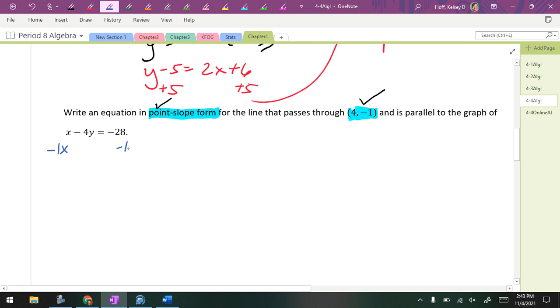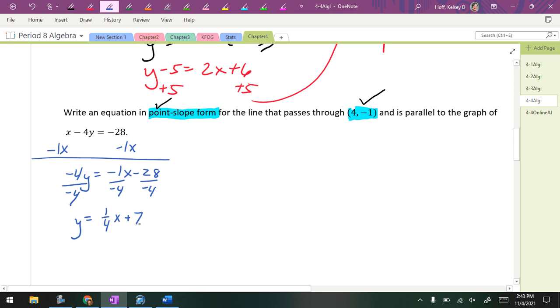Minus 1x, negative 4y equals, how do you guys write that? Do you put the x first, or do you leave negative 28 first? I like the x first. It doesn't really matter. Then divide by negative 4. Y equals, negative 1/4, positive or negative? Positive. Positive 1/4 x. Positive or negative 7? Positive 7. Watch your signs.